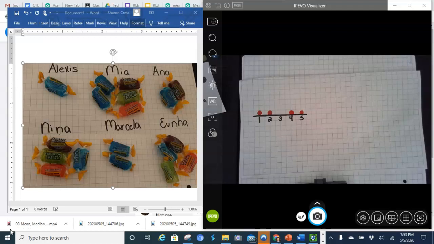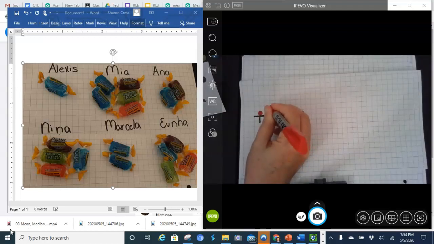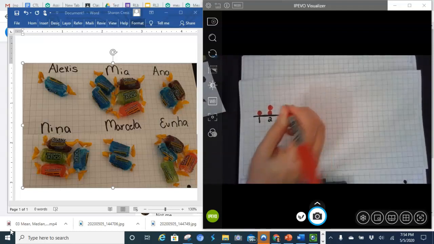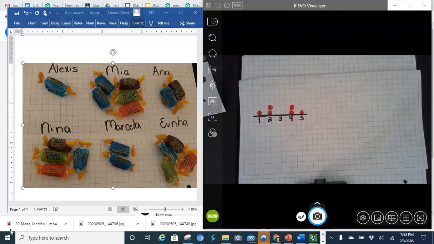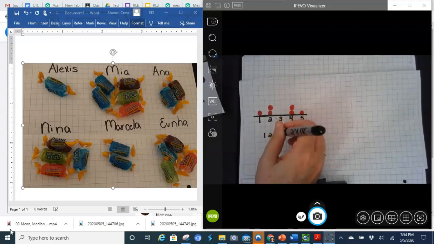And Marcella has 2, so another dot at 2. And Una has 4, so another dot at 4. So there is my dot plot that shows this information. If I wanted to write the numbers out in order, I have a 1, I have 2 2s, I don't have any 3s, I have 2 4s, and a 5.